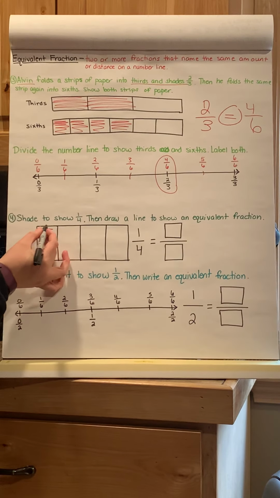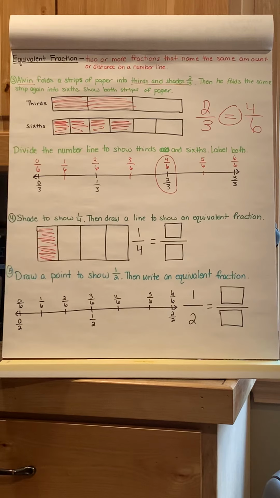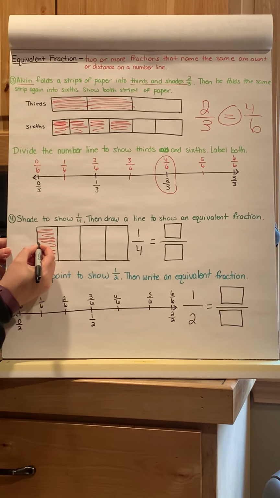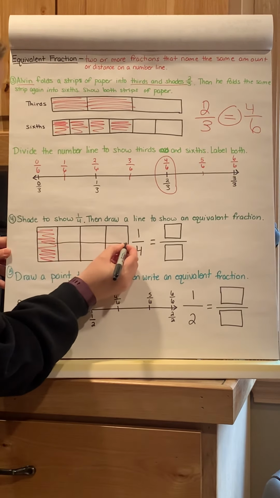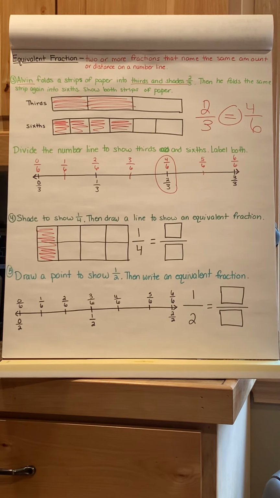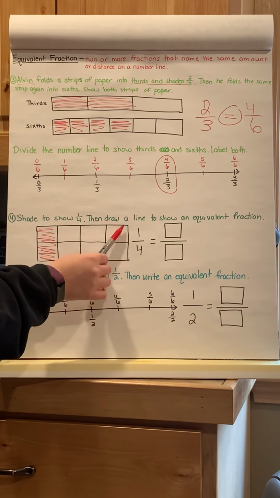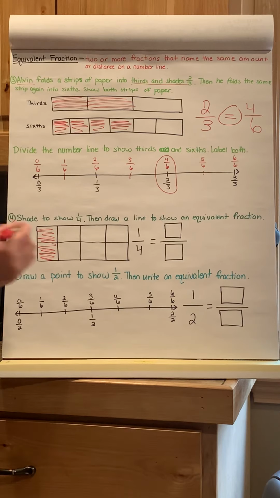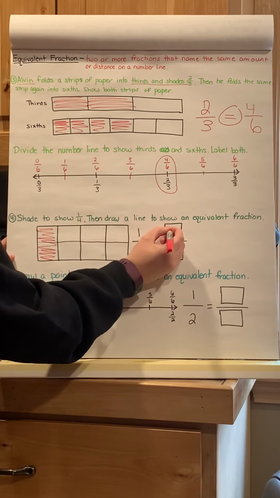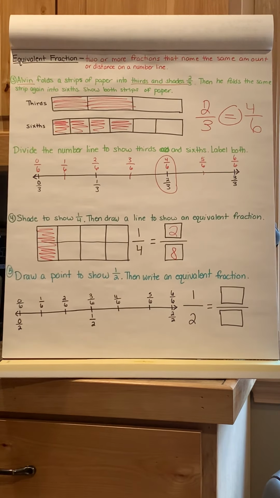So I can't go right here because then they're not split evenly. I'm going to go directly in the middle and split it just like that. Now I need to find how many equal parts I have. 1, 2, 3, 4, 5, 6, 7, 8. I have 8 equal parts, and 1, 2 of them are shaded. So 1/4 is equal or equivalent to 2/8.